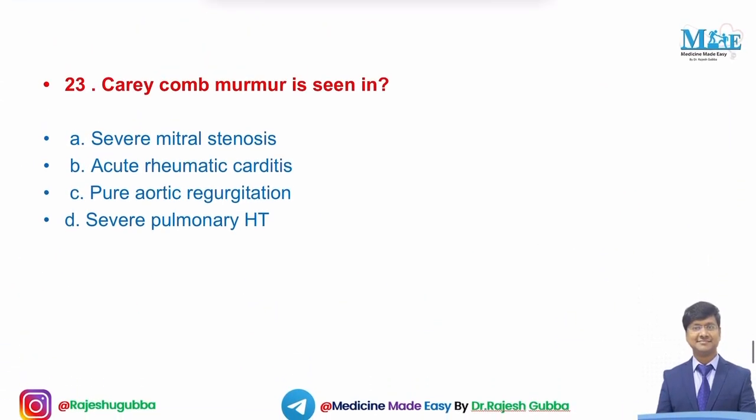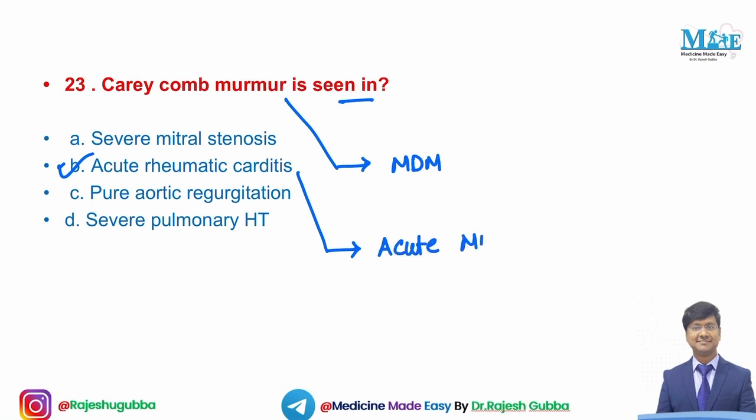Carey Coombs murmur is seen in: severe mitral stenosis, acute rheumatic carditis, pure aortic regurgitation, or severe pulmonary hypertension. Now, what exactly is this murmur? Carey Coombs murmur is a functional, mid-diastolic murmur, and you see it in patients with acute rheumatic carditis. In acute rheumatic carditis, there will be development of acute mitral regurgitation.